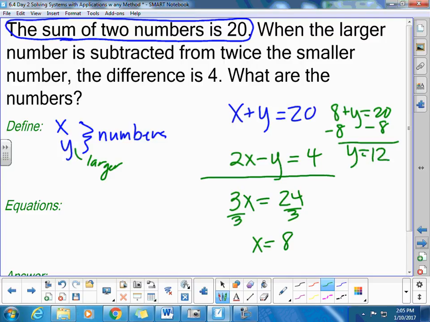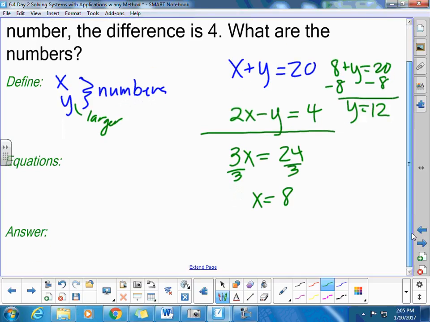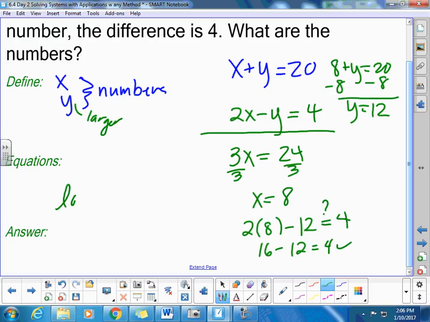So let's plug it into the second equation. 2 times 8 minus 12, is that 4? This is 16 minus 12. Hey, that is 4, so there's our check. So what are the two numbers? The larger number is 12. The other is 8. So 8 and 12.